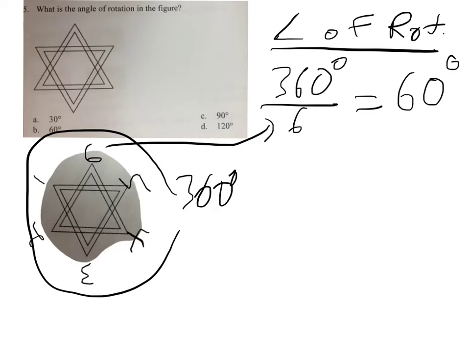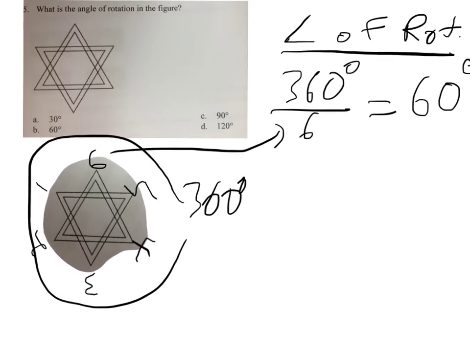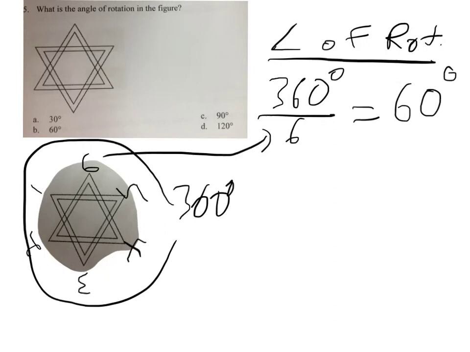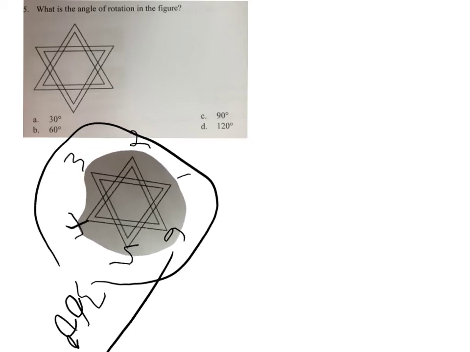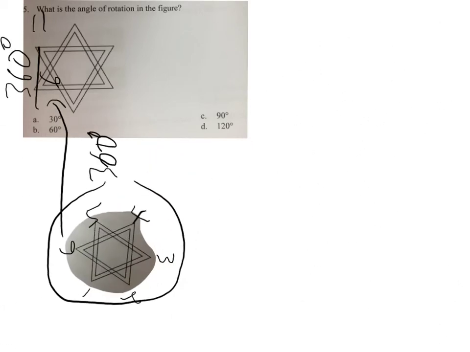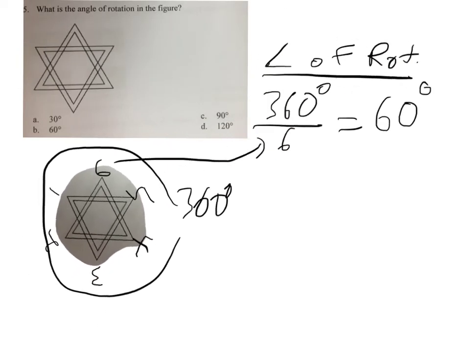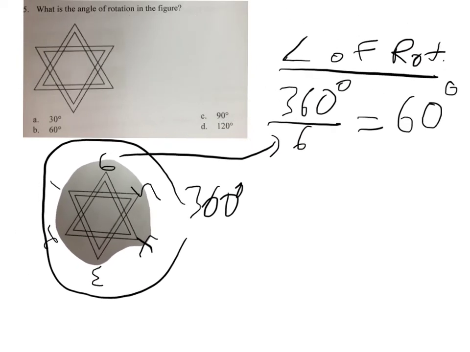So that means each time I rotated that, oh, look, it's all nice and stuck together. That's cool. When I take this image and rotate it all the way through, I have to turn it 60 degrees, 60 degrees, 60 degrees, 60 degrees, 60 degrees, and 60 degrees. So 6 times. Hopefully you see the math here. That makes sense, to make sure that you understand that that would be the angle of rotation.